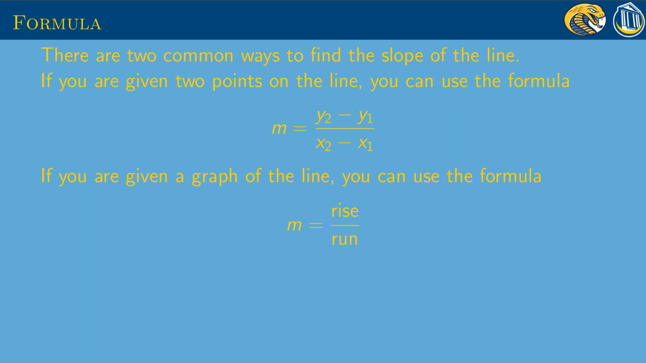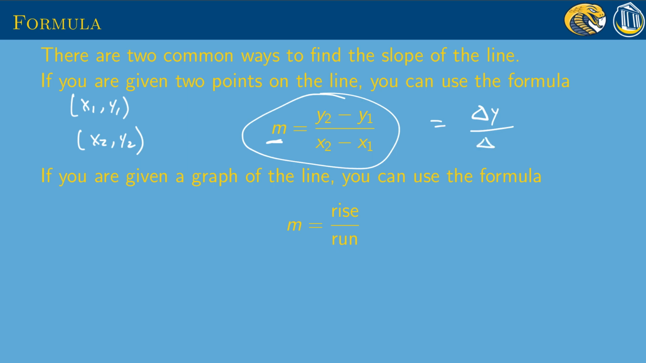There are two common ways to find the slope of a line. If we're given 2 points, x1, y1, and x2, y2, that are each on the graph of our function, then we can combine them using this formula here in order to find the slope m. Specifically, that's y2 minus y1 divided by x2 minus x1. We can actually write this as delta y over delta x, where delta just means change in, so change in y divided by change in x.